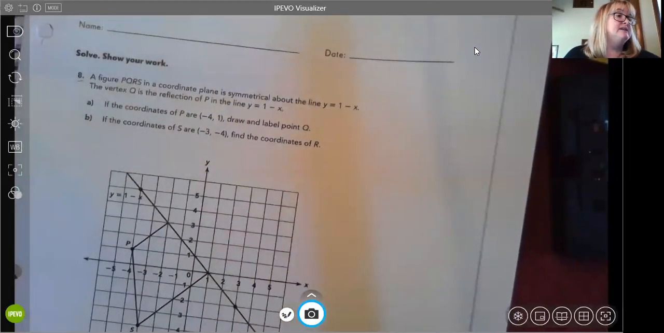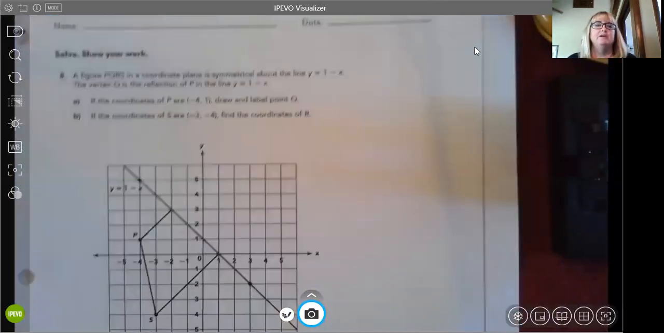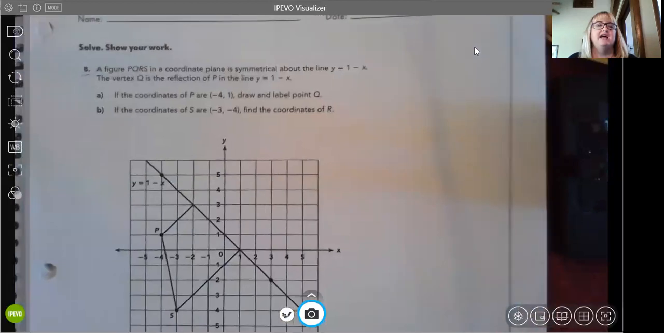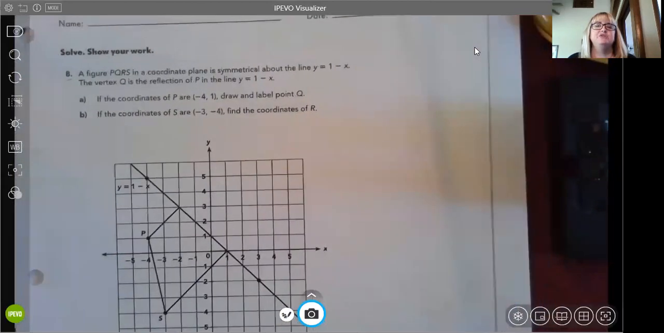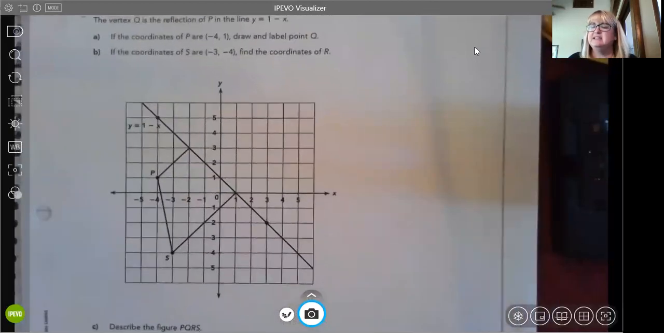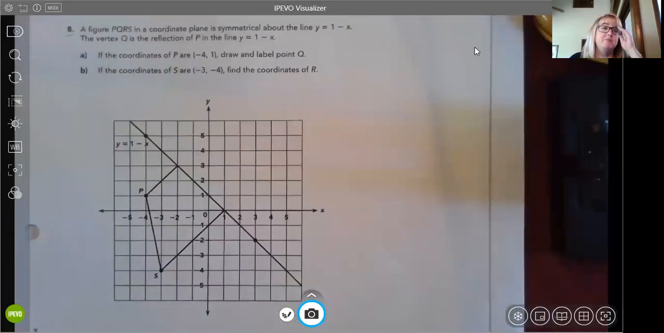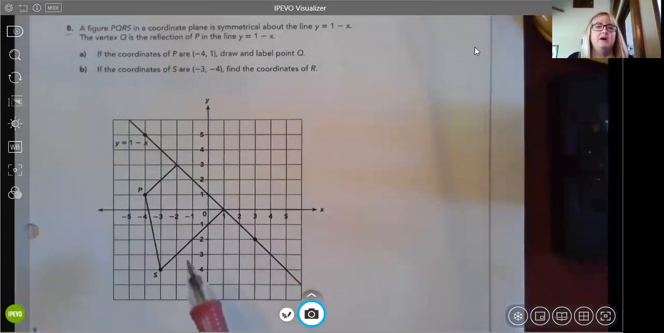All right, number 8. I'm going to get you started, but you're going to finish this on your own. Figure PQRS in a coordinate plane is symmetrical about the line y equals 1 minus x. They're just giving us the equation of the line. If the coordinates of P are negative 4, 1, draw and label Q. If the coordinates of S are negative 3, negative 4, find the coordinate of R.